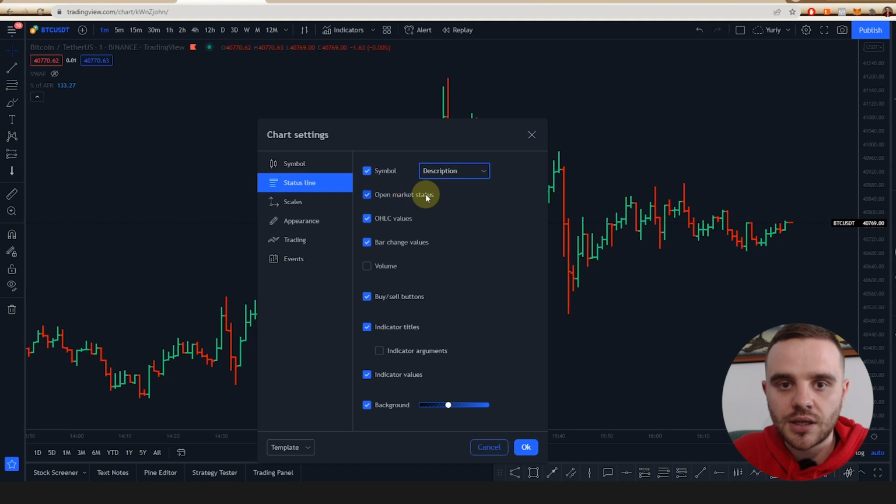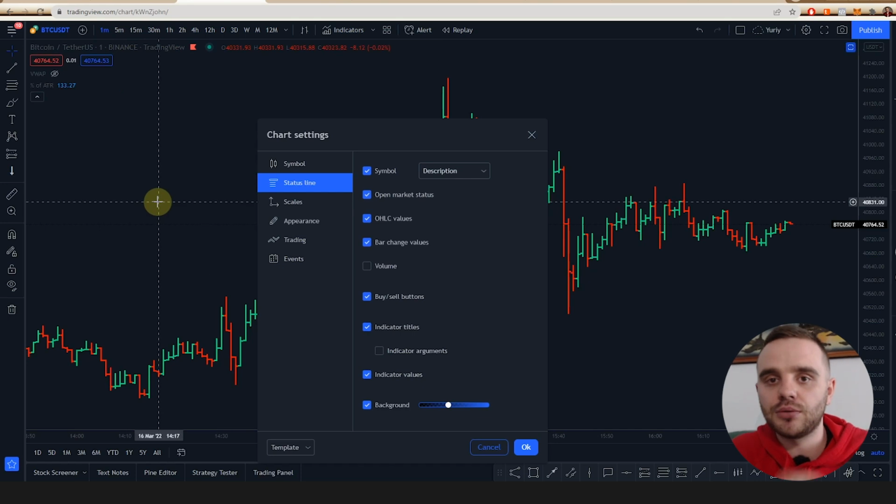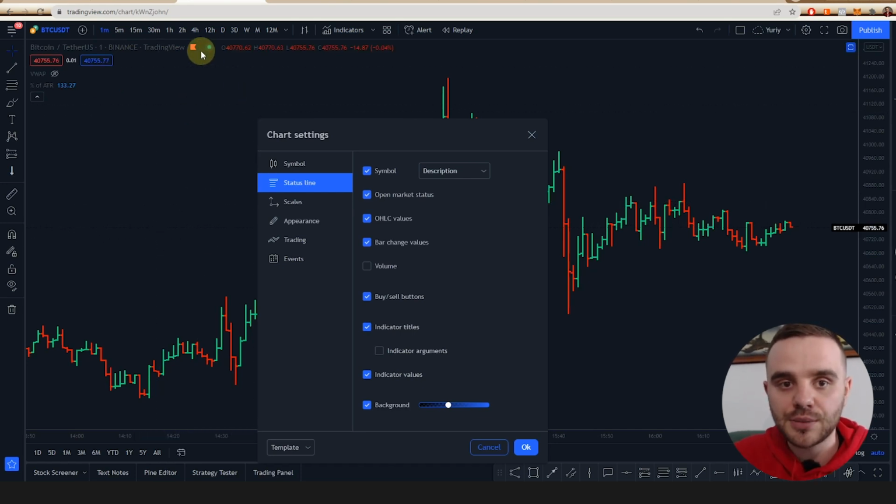Market status. Pay attention to this one. Some markets, for example the stock market, close for the night and for weekends, and some people don't understand why the chart is not moving. When you have this option, it will show market open, and it will be shown in red when the market is closed.